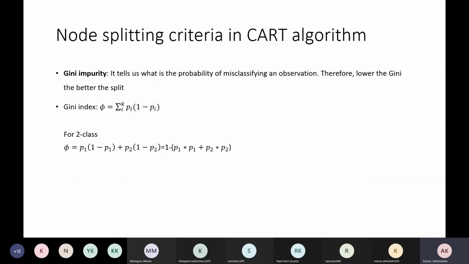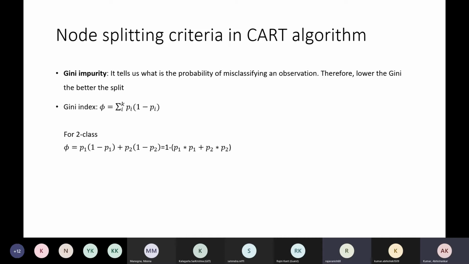This is something called Gini impurity. It tells us the probability of misclassifying an observation. What is misclassification? Can you tell me? Any intuition? If we classify oranges as apples, then it may be considered misclassification. Yeah, correct.